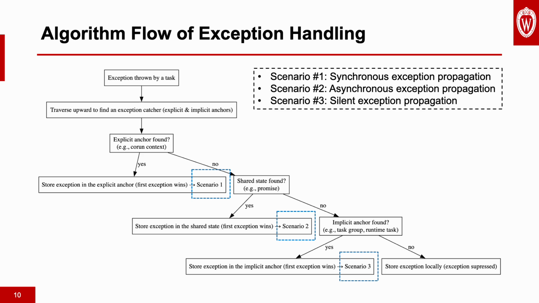If it finds an explicit anchor, like a blocking corun or join, the exception is immediately rethrown to the waiting thread. Otherwise, it checks for a shared state to report the exception asynchronously, or propagates it to the nearest implicit anchor, such as a parent task group or a parent runtime task. Only if none of these exist does the runtime store the exception locally in the task. In this case, exceptions are silently caught by the executor.